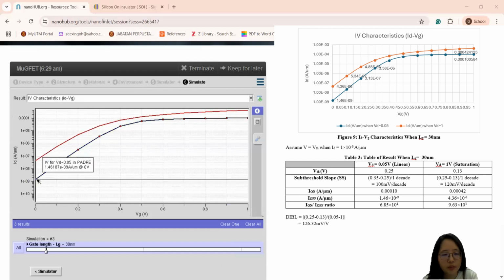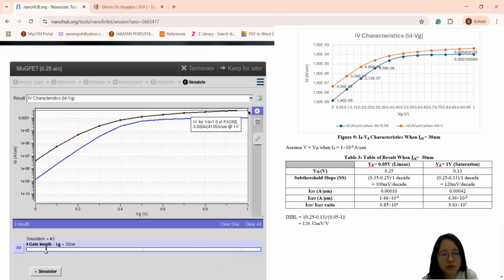For the I off, when VD equals 0.05 volt, it is around 1.46 multiplied by 10 to the power of negative 9. And when VD equals 1 volt, the I off will be around 4.36 multiplied by 10 to the power of negative 8. For the ion, when VD equals 1, it is around 0.00042. And when VD equals 0.05, it is around 0.001.